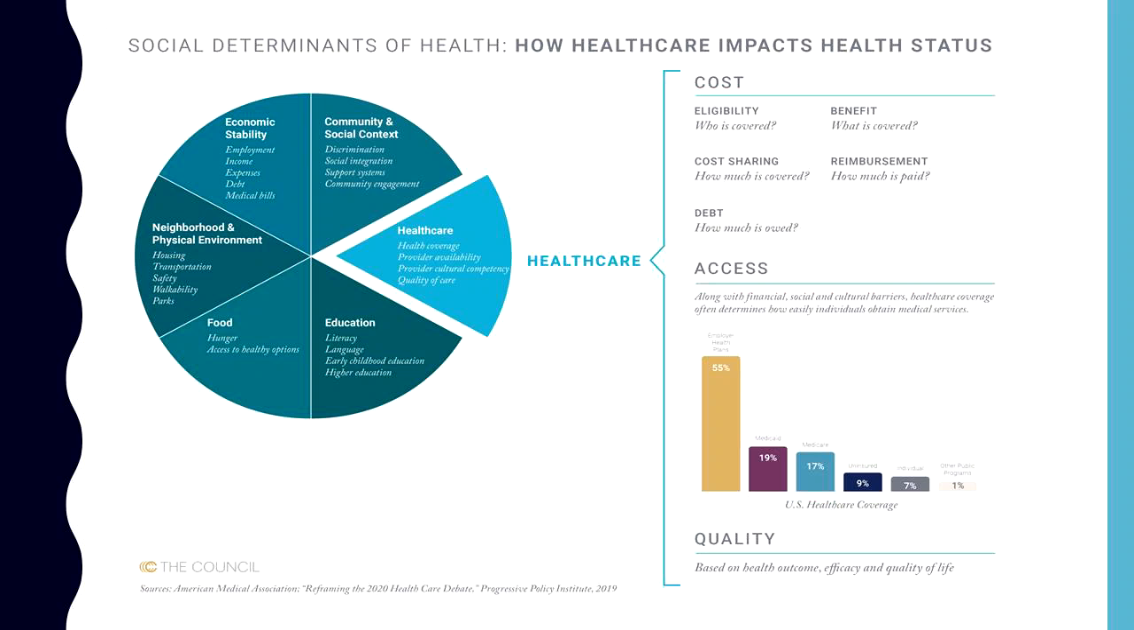As you can see, U.S. healthcare coverage is shown in the figure graph here, where 55% are employer health covered. That means their employer has the health insurance plan. 19% are covered by Medicaid, 17% by Medicare, 9% are uninsured, 7% pay for their insurance individually, and 1% are other types of programs. And the third element is quality, which is based on your health outcomes and quality of life. So just to repeat, cost, access, and quality of healthcare are all important for social determinants of health.